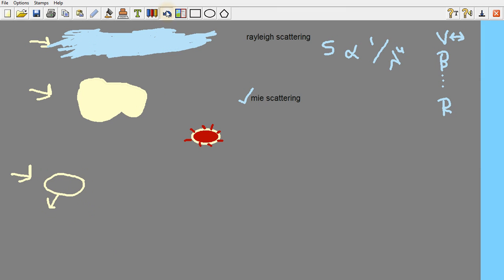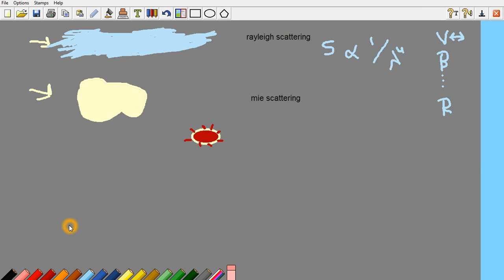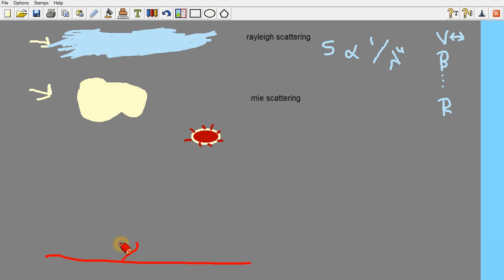Now let's see another important thing, which is the sunset. Suppose you are standing somewhere here, you are here, and during the sunset, the sun will be at the horizon. This is the sun which is at the horizon. So sun waves will travel like this.